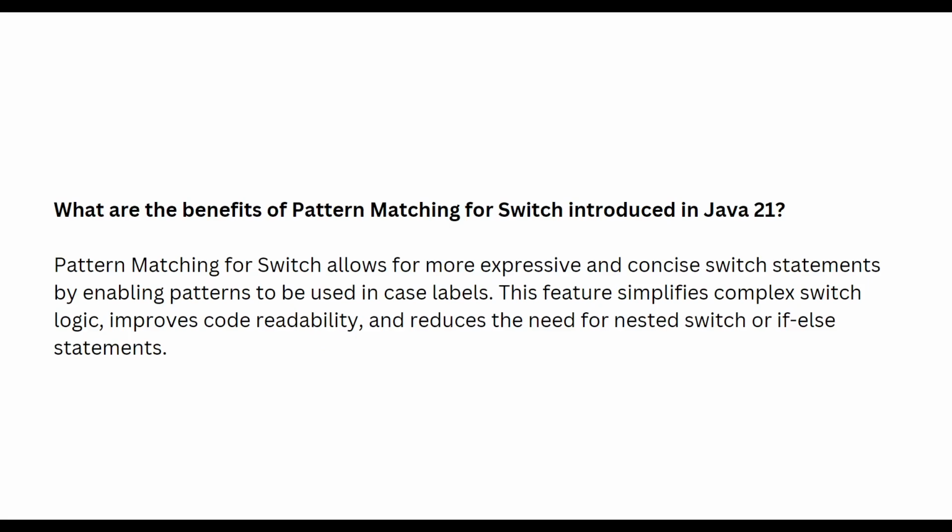Moving on, what are the benefits of pattern matching for switch introduced in Java 21? So we already talked about this. Pattern matching allows for more expressive and concise switch statements by enabling patterns to be used in case labels. This feature simplifies complex switch logic, improves code readability, and reduces the need for nested switch or if-else statements. So we have already taken a lot of examples to discuss the new features, but again let's take a look.